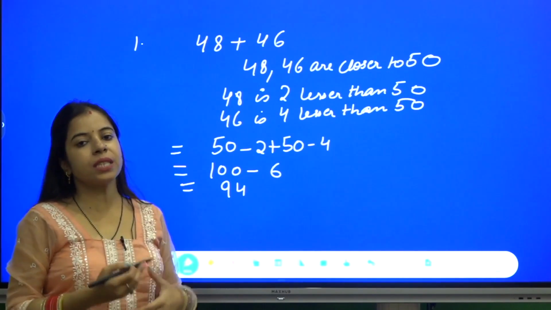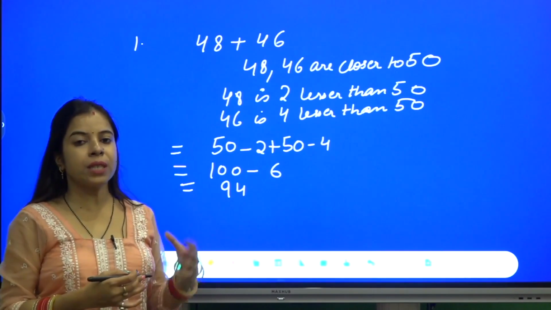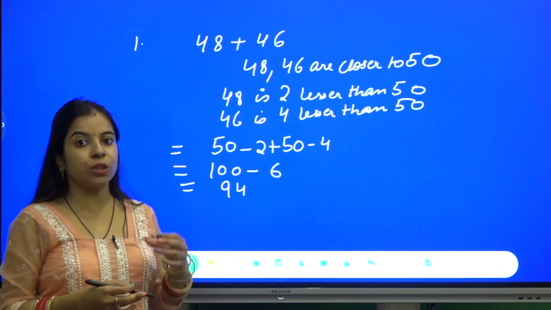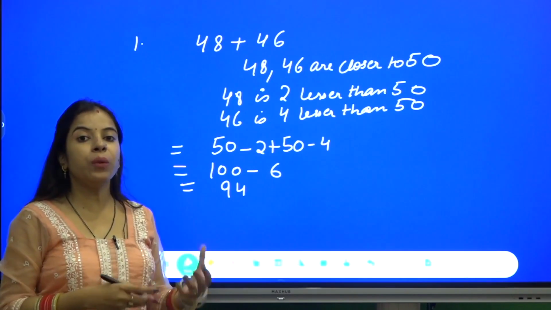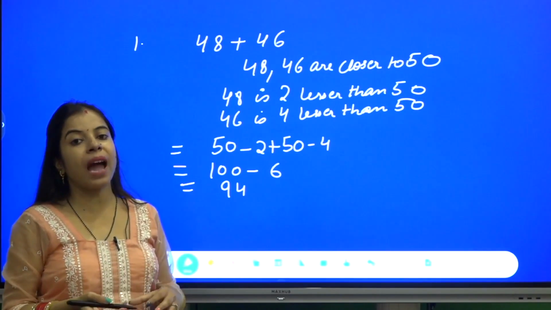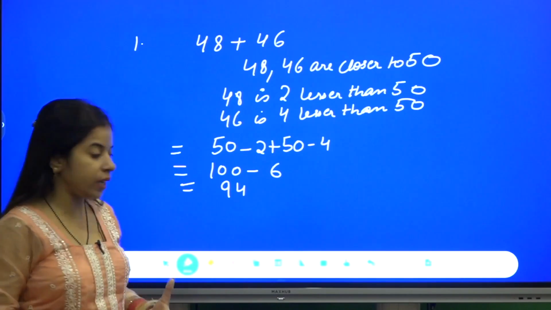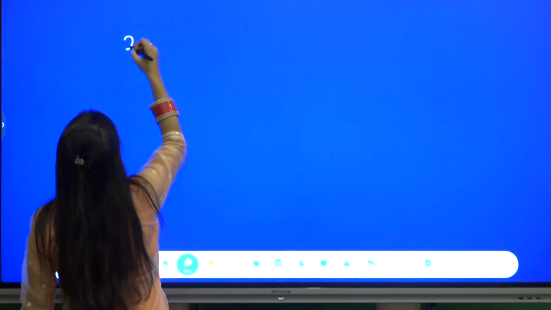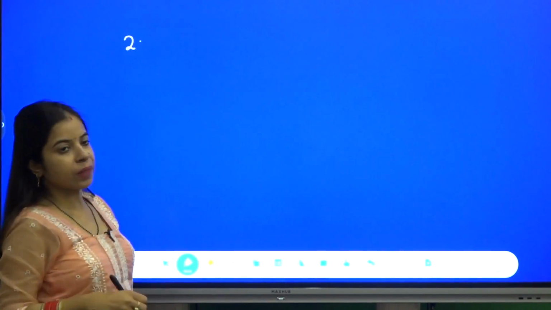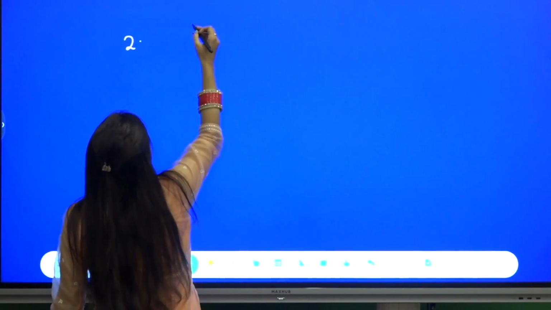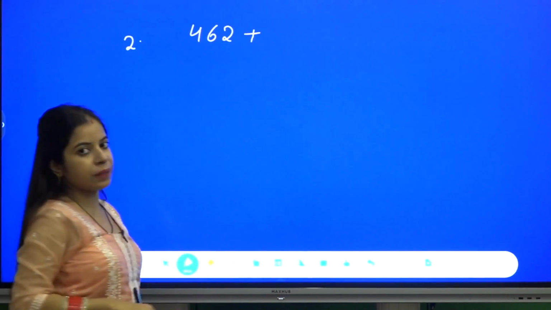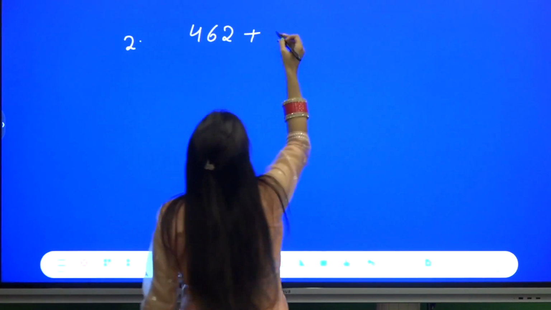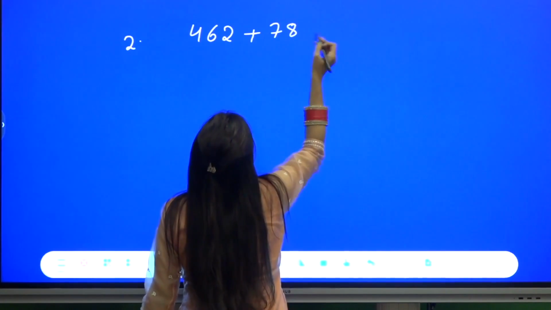So using this technique we can write the numbers which are closer to the base. Basically we can write the bases and then we can add or subtract the deficiency accordingly. Let's take another example. Say 462 plus, say, 782.